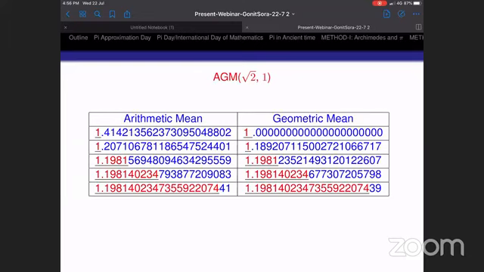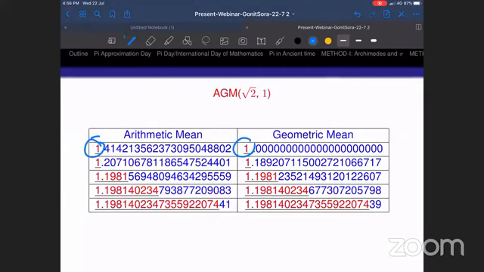And he noticed that in the first instance, one gets 1 and 1, these are the same. In the second iteration, this one is the arithmetic mean of this and this.